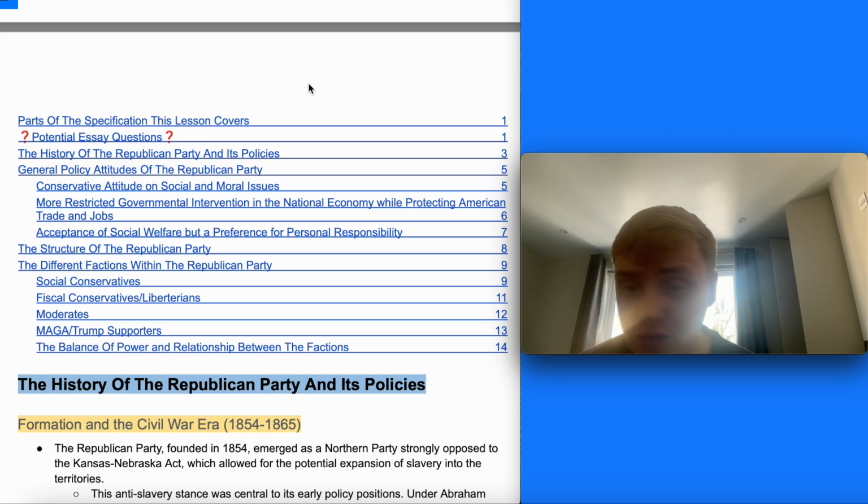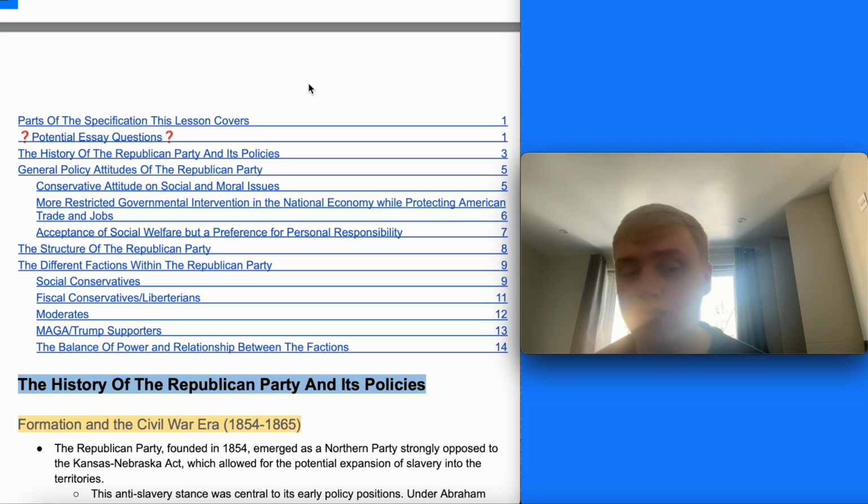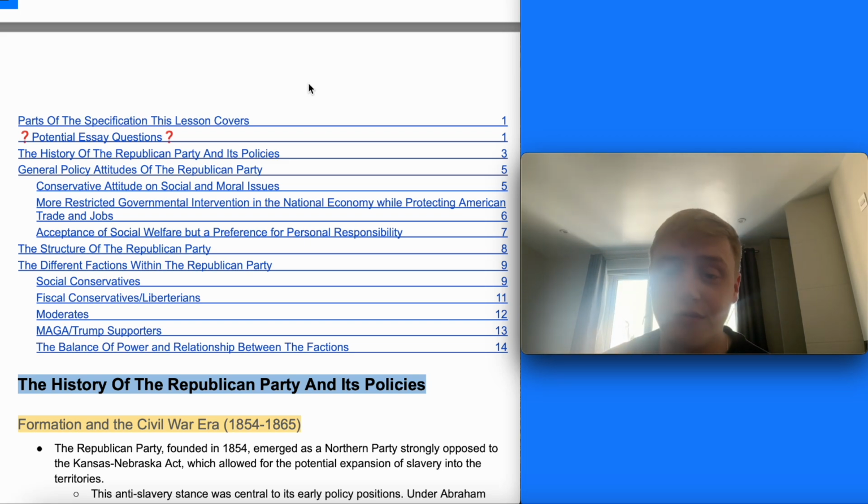Then, after going through the structure of the Republican Party, I'm going to look at the different factions within the party, looking at social conservatives, fiscal conservatives, moderates, and MAGA or Trump supporters, before finally finishing off by looking at the balance of power and relationship between the different factions.